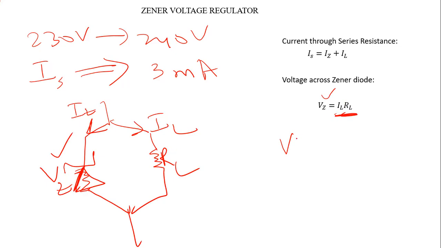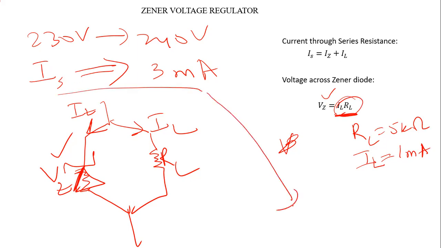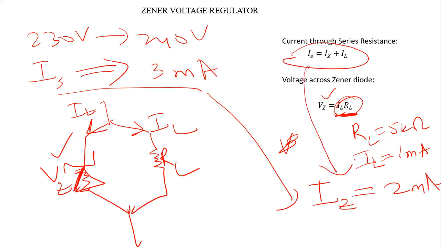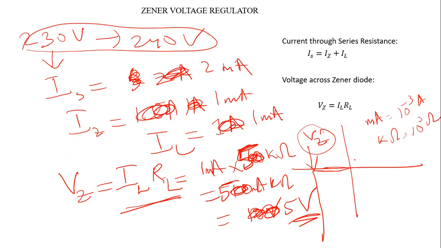Your RL value is 5 kilo ohm, so in order to make this voltage constant, IL should also remain 1 milliampere. But the increase of the series current will result in an increase of your Zener current up to 2 milliampere, so that Is is equal to Iz plus IL. That can be done in a Zener diode without increasing the voltage.